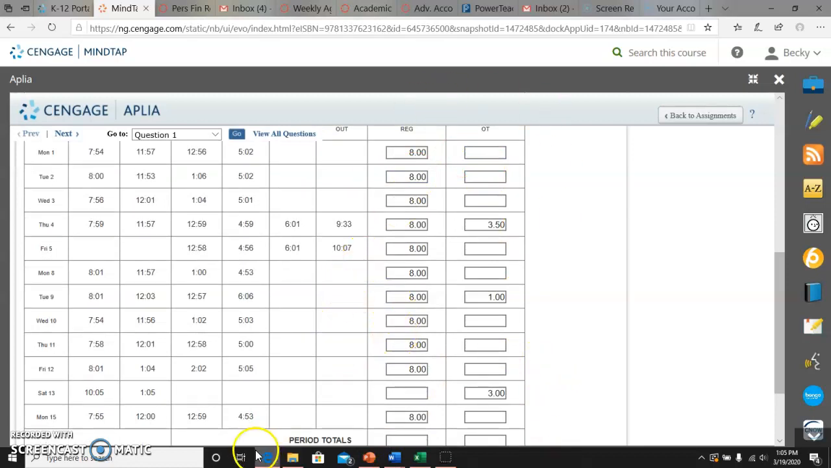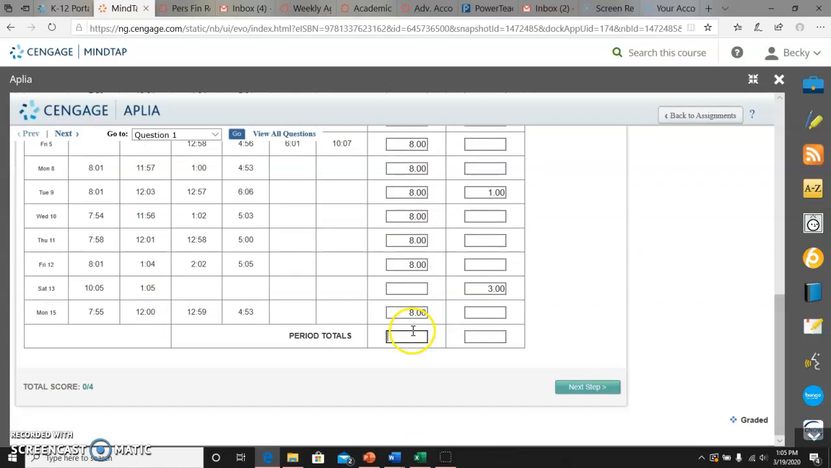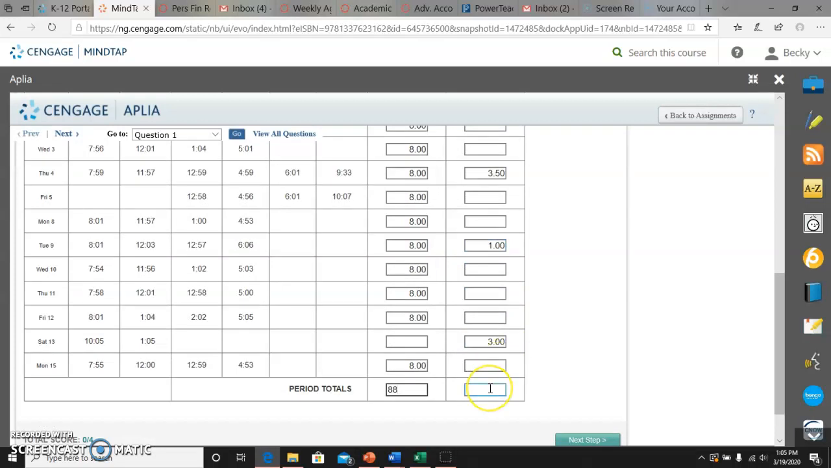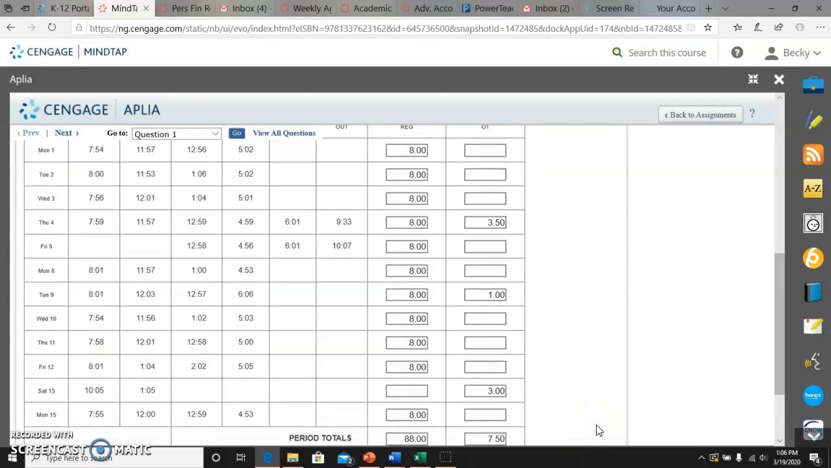Then I need to add all the regular hours. So I'm going to go 1, 2, 3, 4, 5, 6, 7, 8, 9, 10, 11 days at 8 hours, which is 88. And then 3.5 plus 1 plus 3 is 4.5, 7.5, if I add correctly in my head. So hopefully everyone's got that.